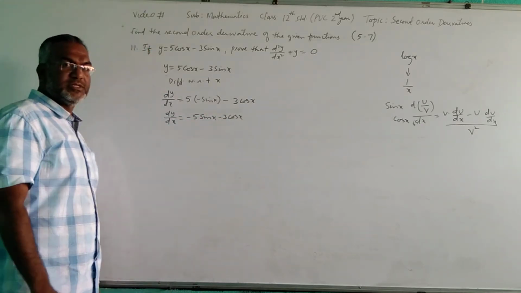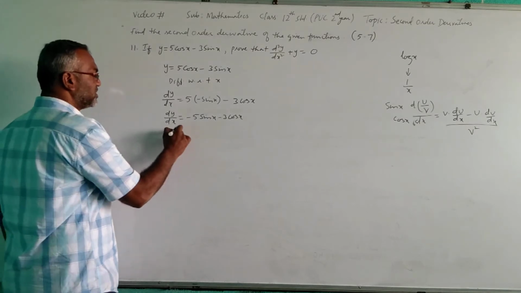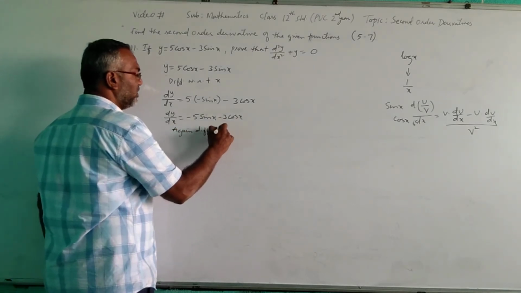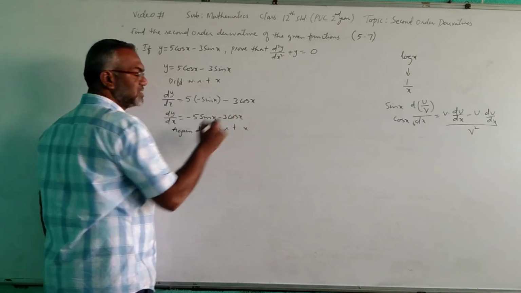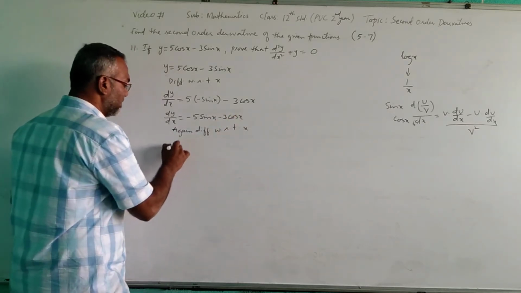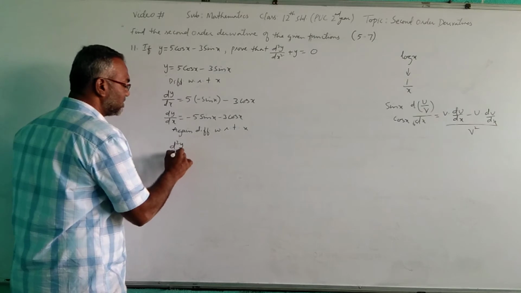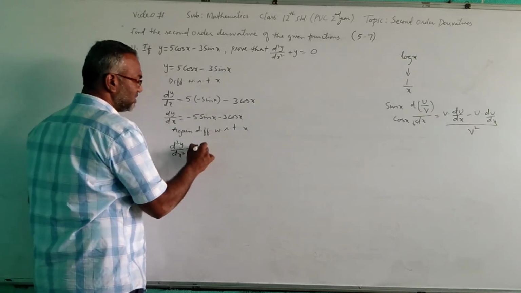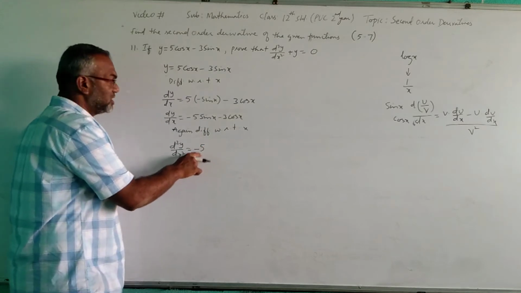We got this. Now again differentiate with respect to x. So that will become d square y by dx square is equal to minus 5 constant as it is.